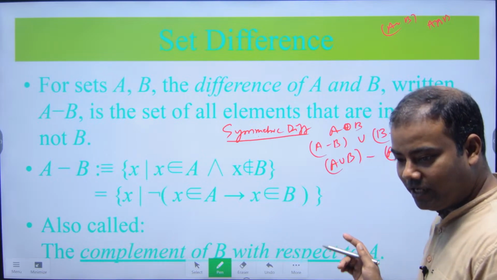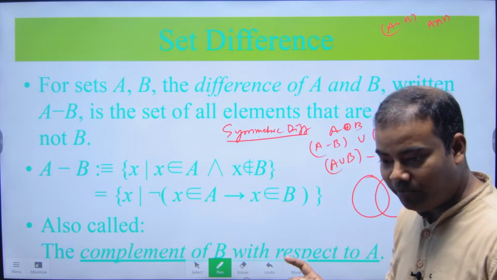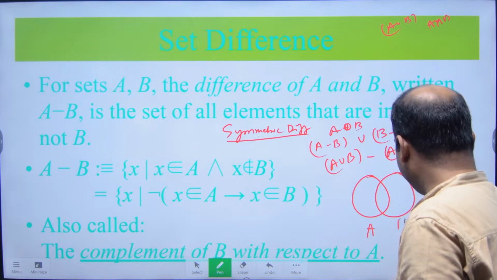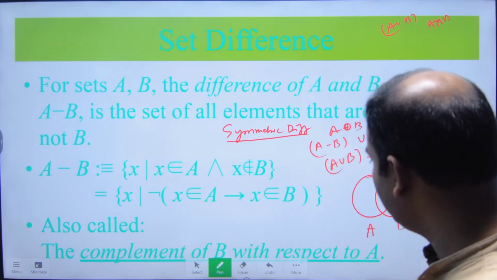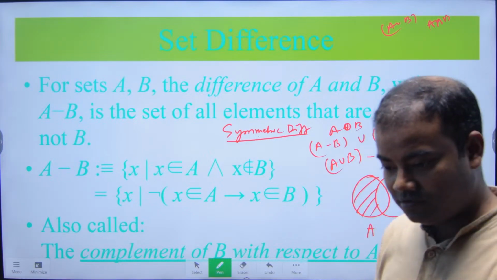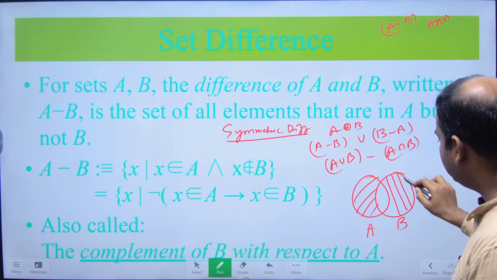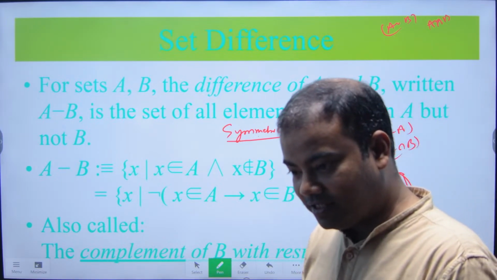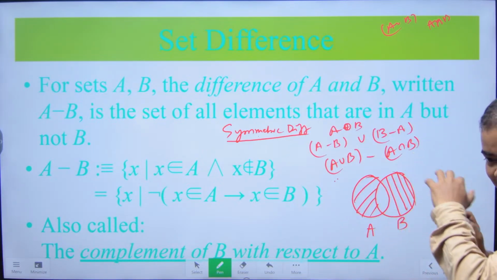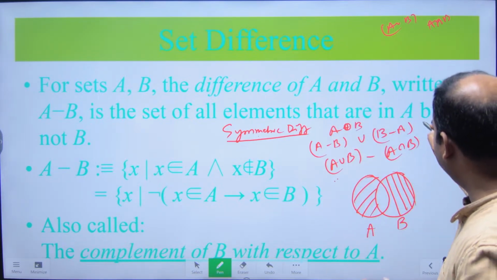Okay, so try to make yourself Venn diagram. A and B. So what is A minus B? This portion. Correct? What is B minus A? This portion. Is it clear? Now look at this. Second, this is also A union B minus intersection portion. Is it clear? So both are same.